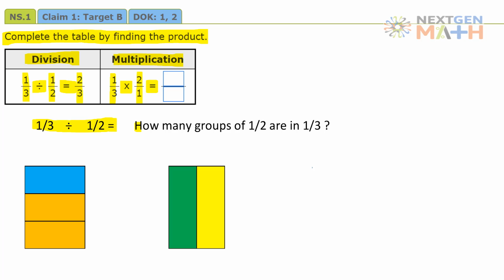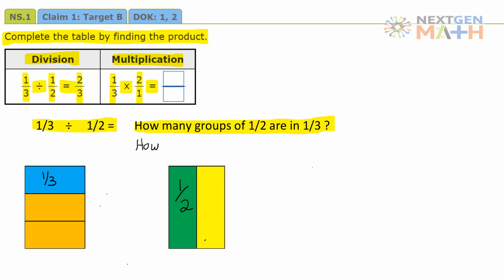What this really means is this. It means how many groups of 1/2 are in 1/3. In this first shape, we know that this blue represents 1/3 of this shape. And over here, this green represents 1/2 of that rectangle. We can see that 1/2 is bigger than 1/3, so it's not going to fit. So maybe a better way to ask this question is this.